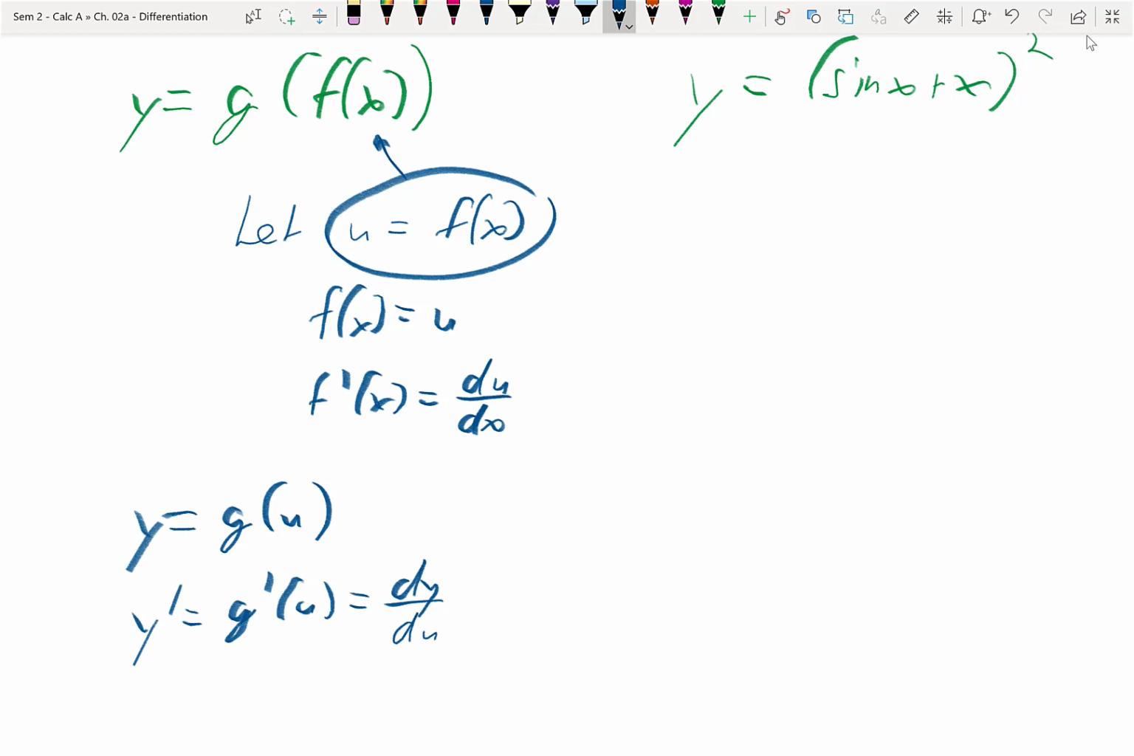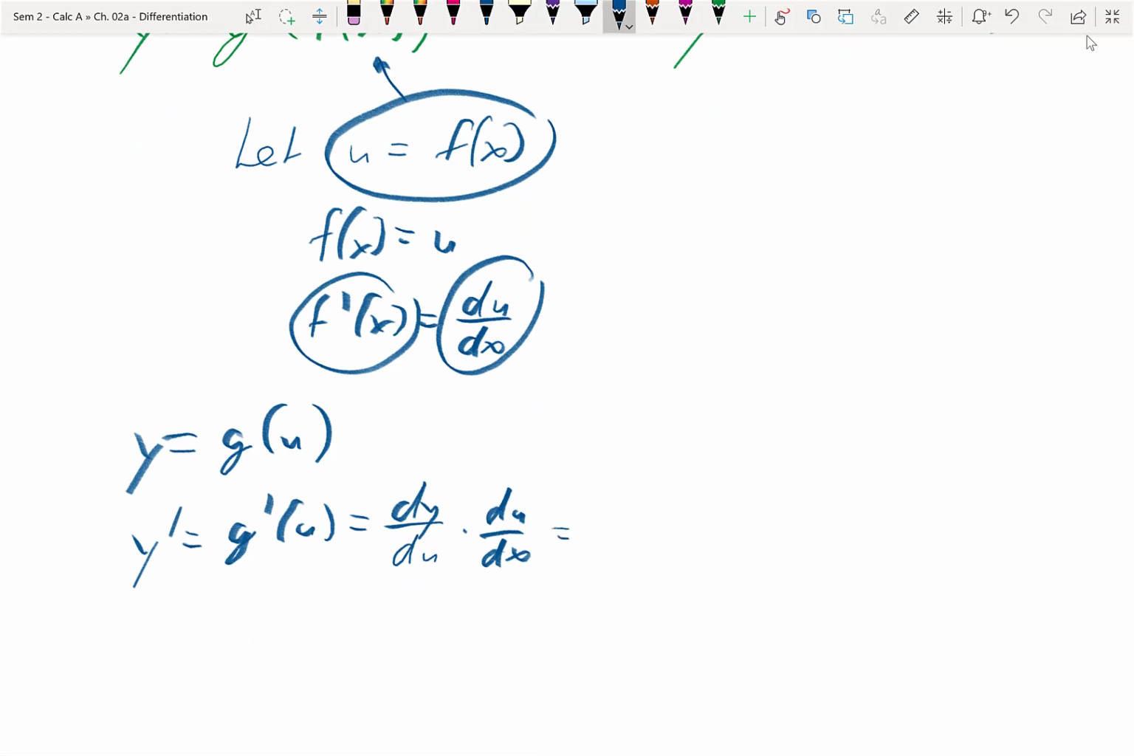So if I have dy over du, then all I need to do is multiply by du over dx, to get... let's see. So if I take dy over du and multiply it by du over dx, hang on, let me rewrite this. My pen's being a little wonky. Dy over du times du over dx, I get dy over dx.